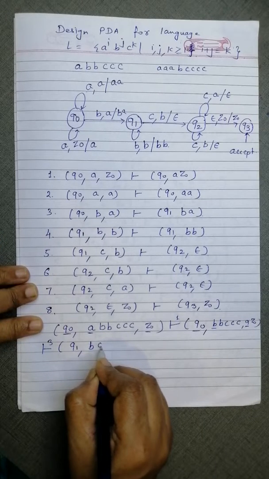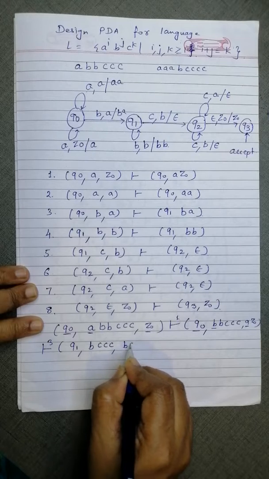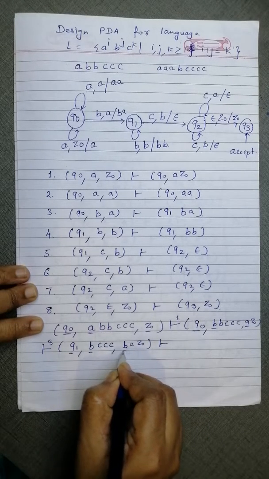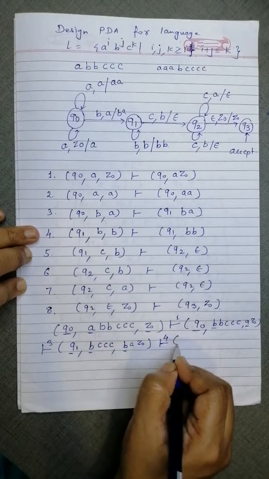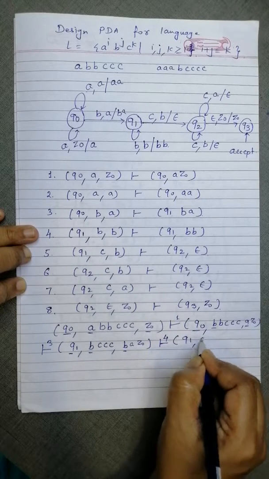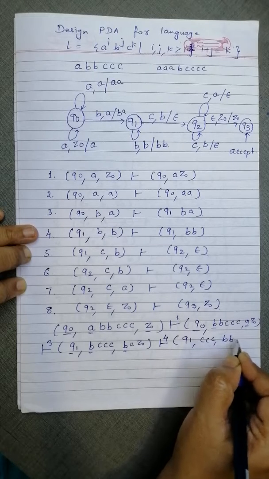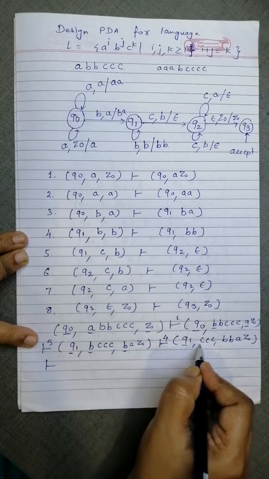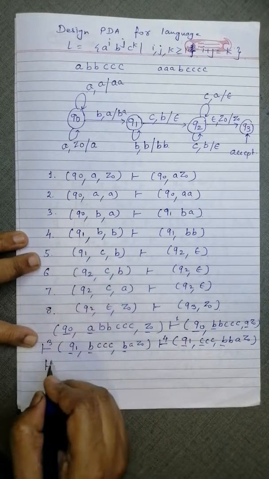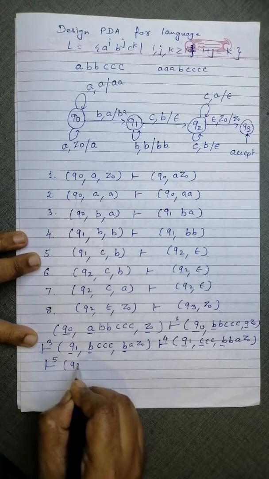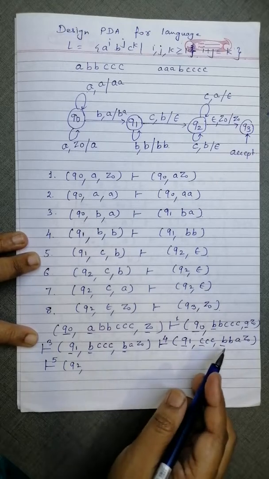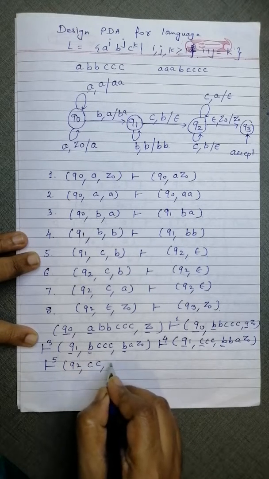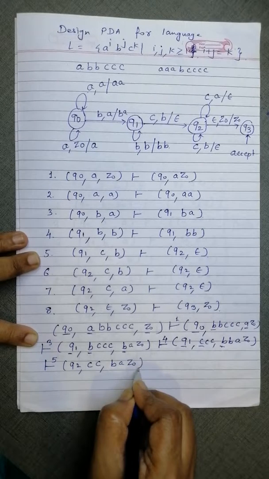It will be b and triple c. b will be pushed onto the stack. Now it is Q1, b, b, which is move number 4. By move number 4, it will be triple c and it will be b, b, a, Z0. Now Q1, c, b is move number 5. It will go to the state Q2 and the stack b will be discarded for the input c which is coming in, so it will be b, a, Z0.